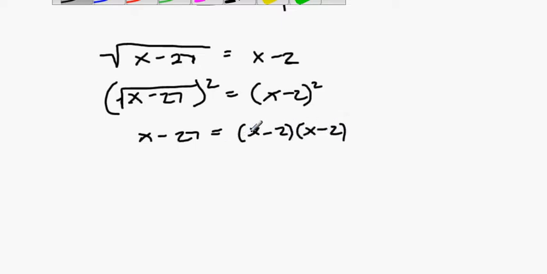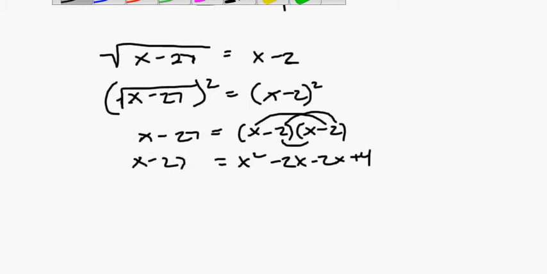Now I'm going to FOIL this. So my first is x times x, which becomes x squared. Then I go outer, x times negative 2, which is negative 2x. Then I go inner, and that's negative 2x. And then I go last, which is negative 2 times negative 2, which is a positive 4.